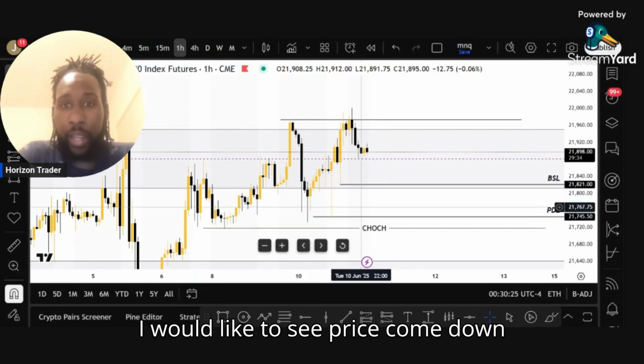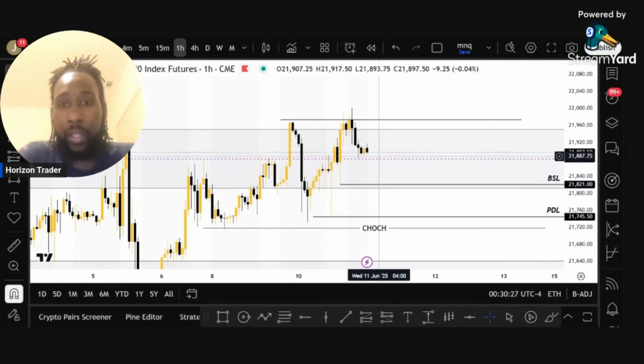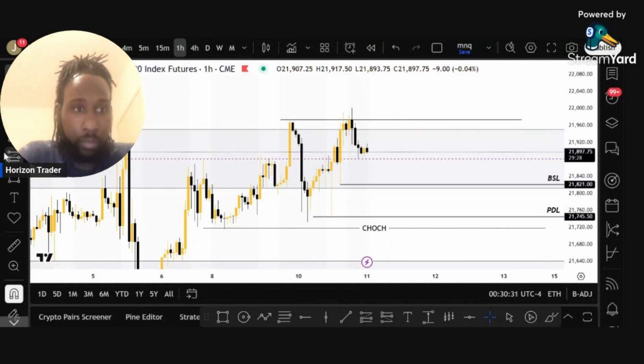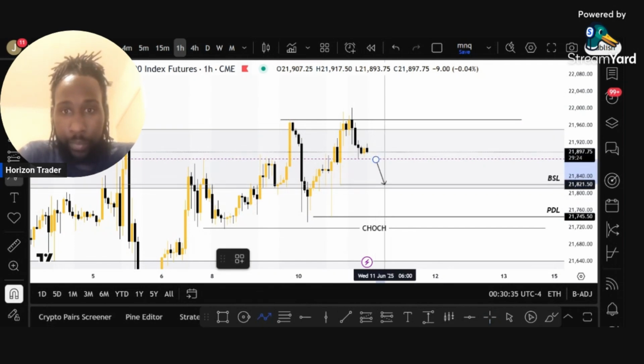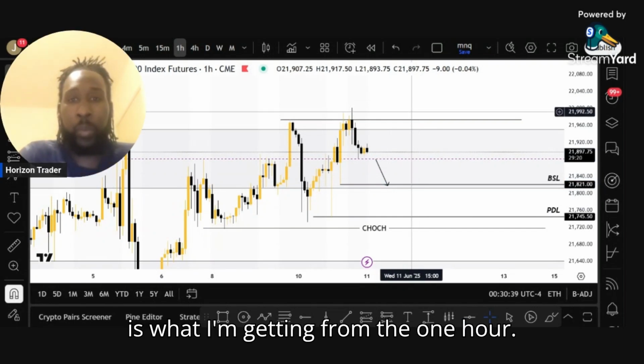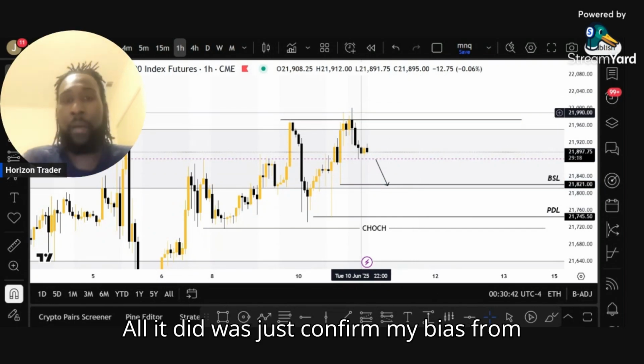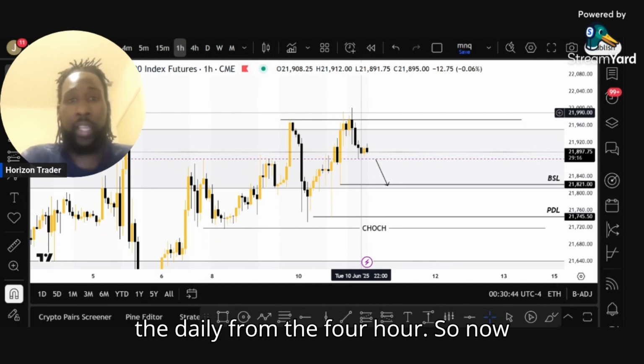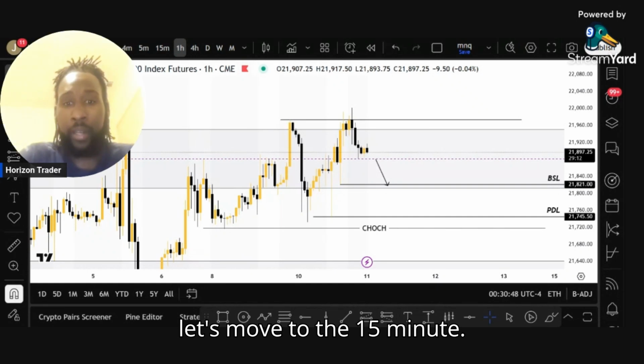I would like to see price come down and take out this liquidity right here. That's what I would like to see. So this is what I'm getting from the 1 hour. All it did was just confirm my bias from the daily, from the 4 hour. So now let's move to the 15-minute.